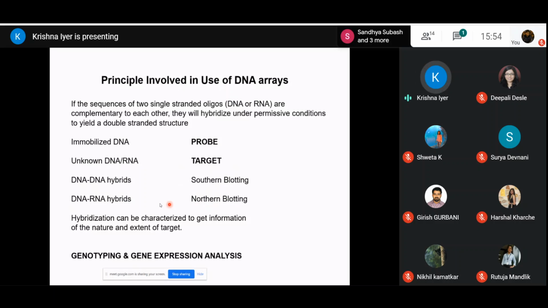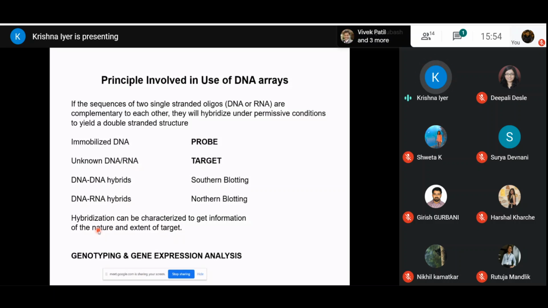Now the issue is, all we have to do is characterize how much of these double-stranded entities are being formed, and that will tell you how many targets are present in your sample. So the issue is to allow hybridization to occur and somehow characterize that hybridization so that you can get information on both the nature and extent of the target.